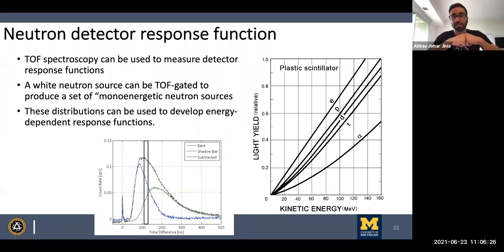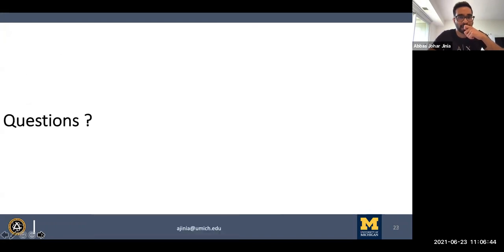Now, this detector response function is again very important because if we have an unknown source, this response function will actually help us to unfold an energy spectrum. So with that, I will take any final questions.